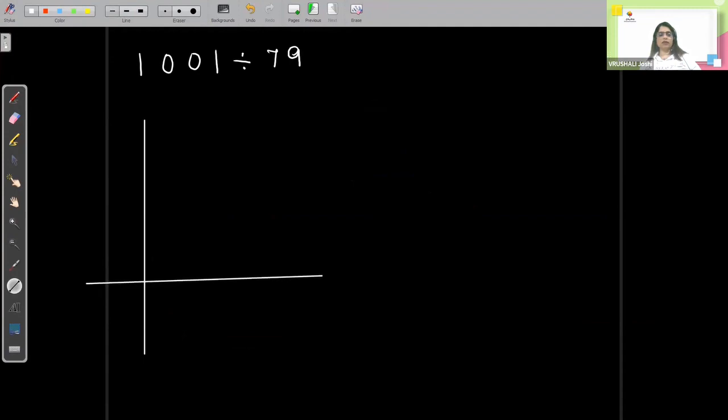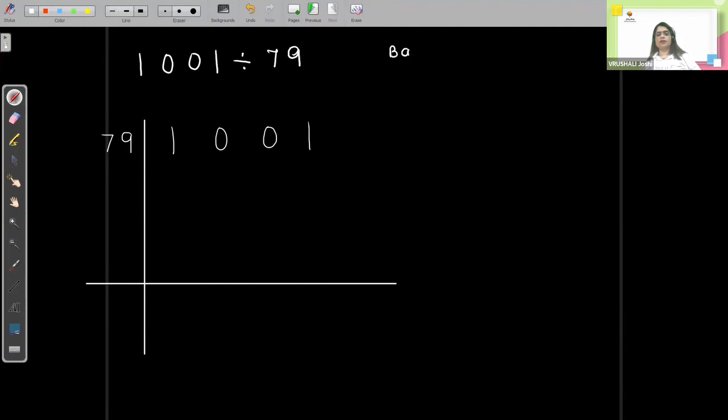Yes, ma'am. Now, let's try one more sum. Say 1, 0, 0, 1. Let us divide this by 79. So first of all, let's arrange the entire sum out there. It is going to be 1, 0, 0, 1, 79. And now we know what the base is going to be. Base is 100. And the number with which we are dividing is 79.